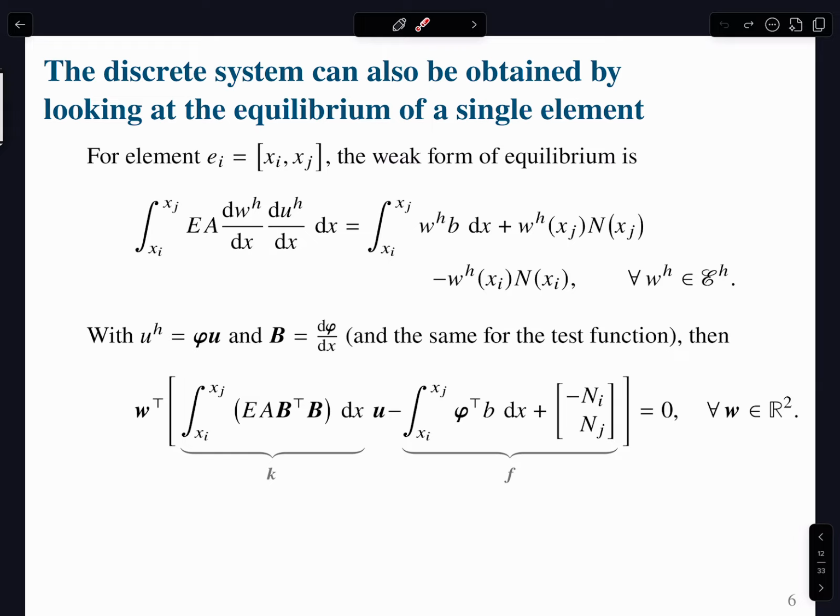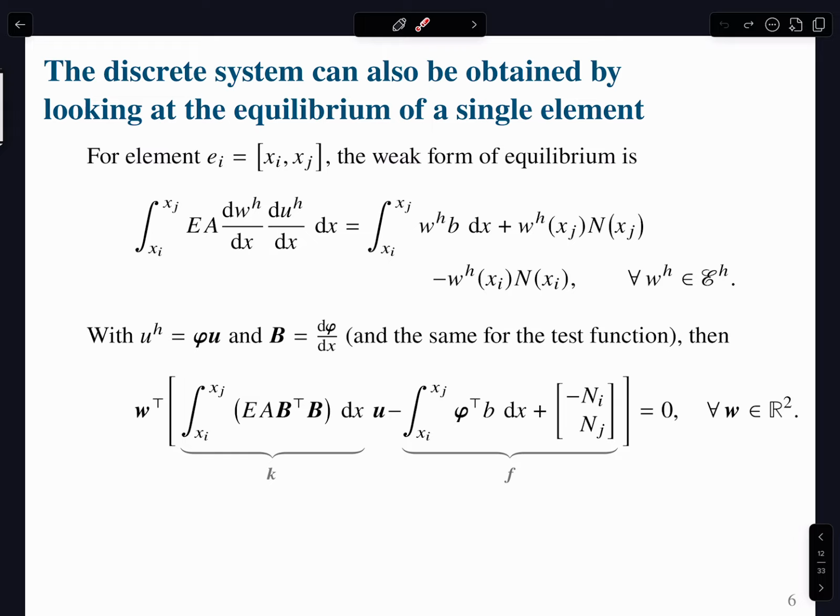Okay? And well, we can quickly see and understand that, of course, this whole thing here is my local stiffness matrix. And this whole thing here, where I have also placed, if you notice, the boundary conditions for that little element, those are the axial forces at the end of the element, right? This is going to be the so-called local force vector.